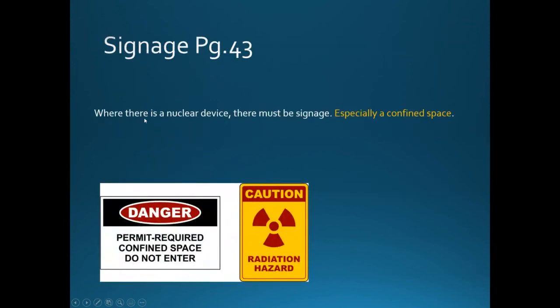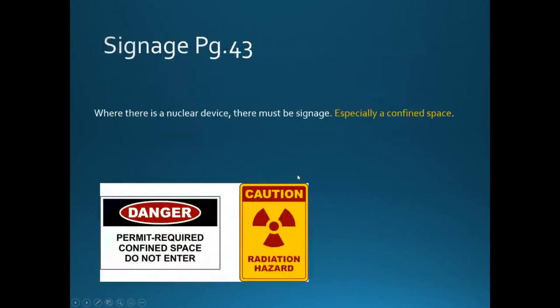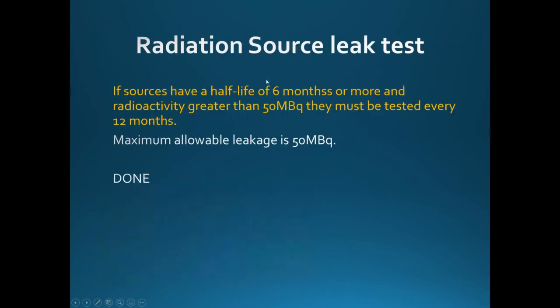Okay, signage. Where there is a nuclear device, there must be signage, especially in a confined space. So common signage. Leak test, again: if sources have a half-life of 6 months or more and a radioactivity greater than 50 megabecquerels, they must be tested every 12 months, and maximum allowable leakage is 50 megabecquerels.